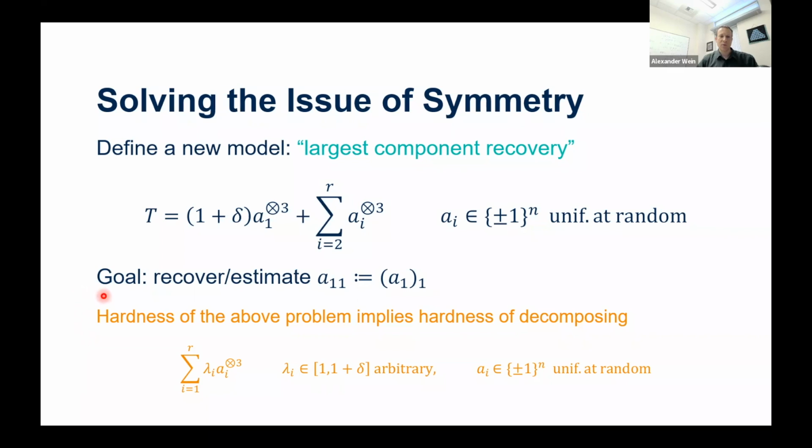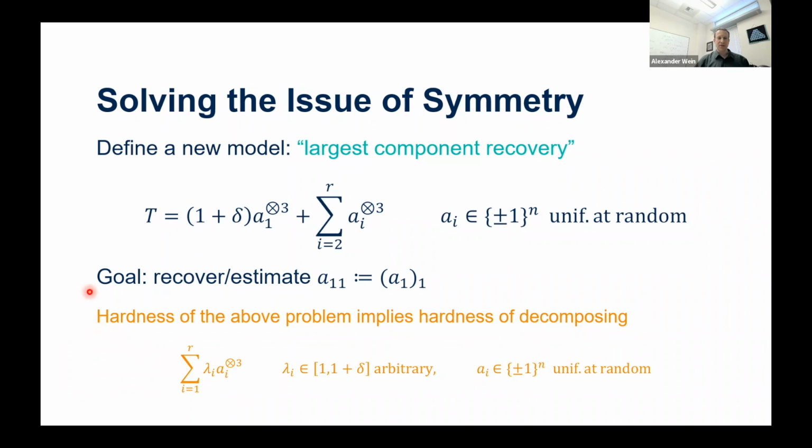Does that make sense, why hardness of the top problem implies hardness of the bottom one? In the bottom one, do you know the lambdas, or do you also have to learn the lambdas? Yeah, let's say you also have to learn them. I think it probably shouldn't matter either way. So let's define decomposing here as learning both the lambdas and the A's.